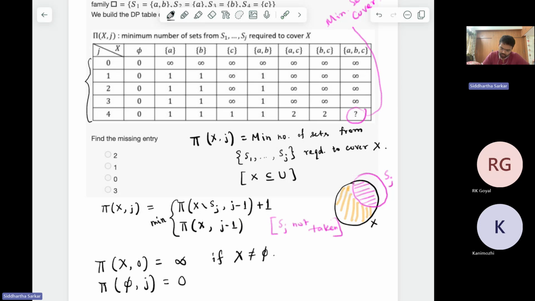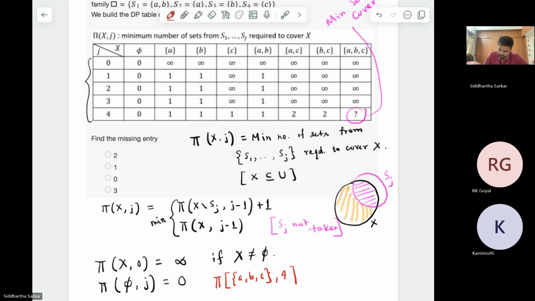Let me write down. Maybe here itself I'll make some space. So I want to write this entry. I'll take a different color. Blue will be better or red will be better. So I'm interested in this entry corresponding to ABC and 4.